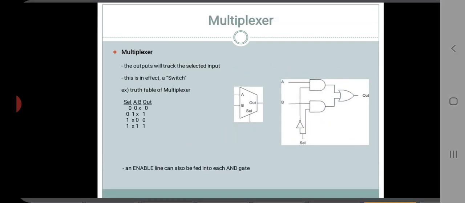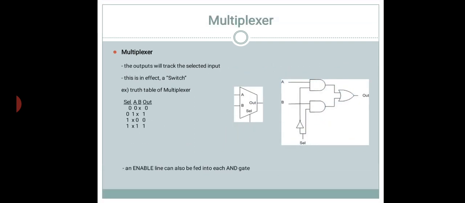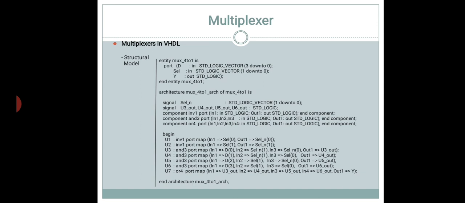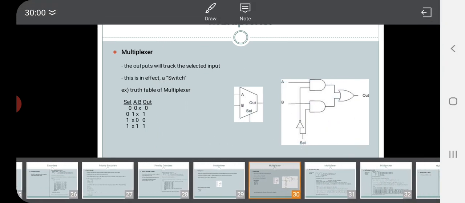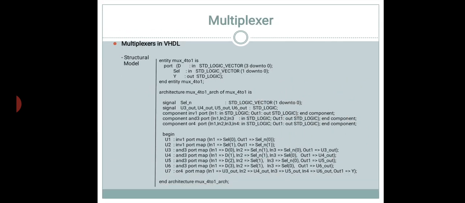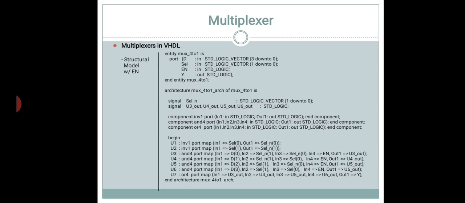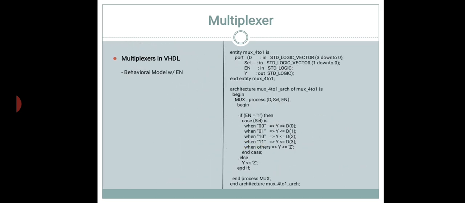Here we will write code for the 2:1 multiplexer by using an AND and OR combination. This circuit can be implemented by using structural modeling. It is represented here: the components inverter, AND gate and OR gate are used in order to implement the multiplexer logic by using structural modeling. After this structural modeling, we can implement a 4:1 mux by using sequential or behavioral modeling.